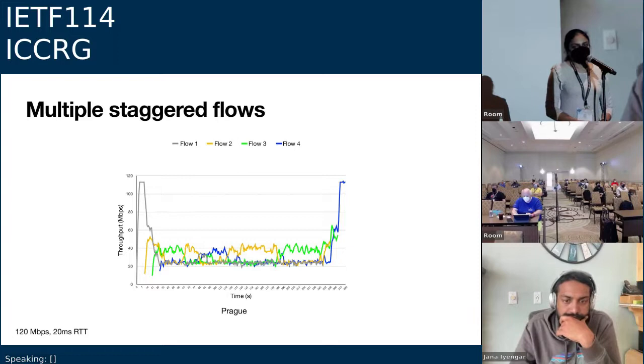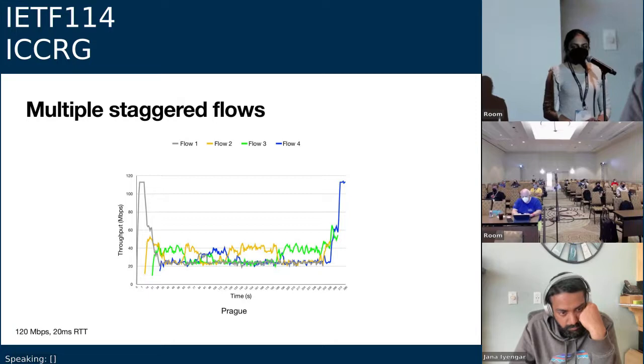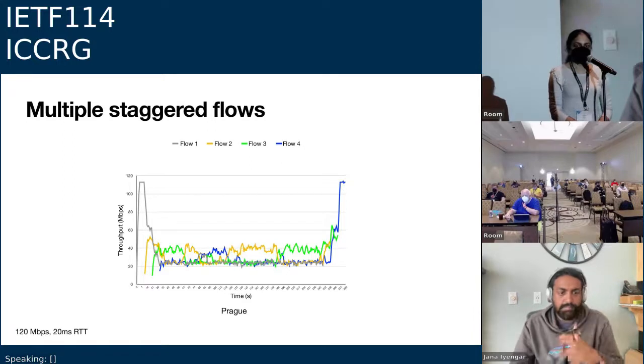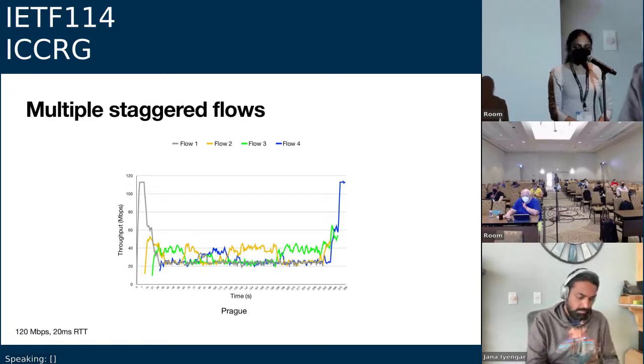This test was done to run 4 Prague flows at staggered times with a gap of 10 seconds. You can see that the first flow starts and uses almost the full link, and then the second, third and fourth start, and they converge at around between 20 to 40 megabits per second. There is one flow that seems to pop out, and the other 3 flows tend to stay together. We're investigating the reason for this behavior.